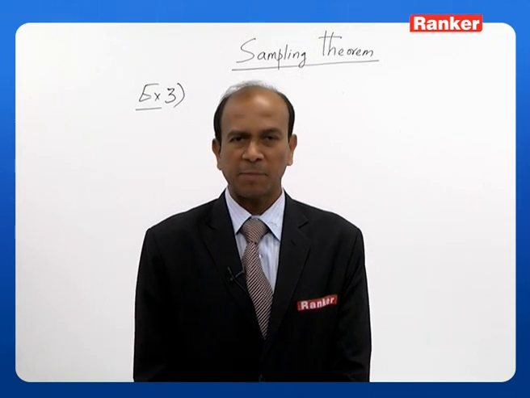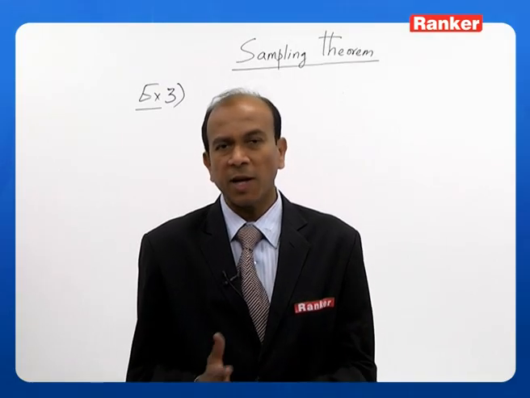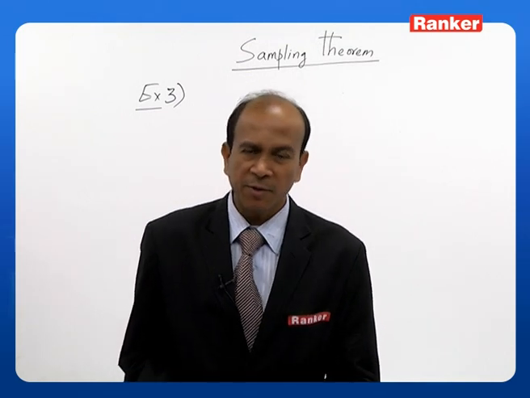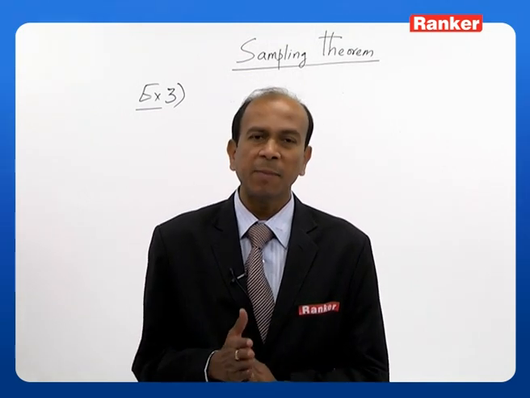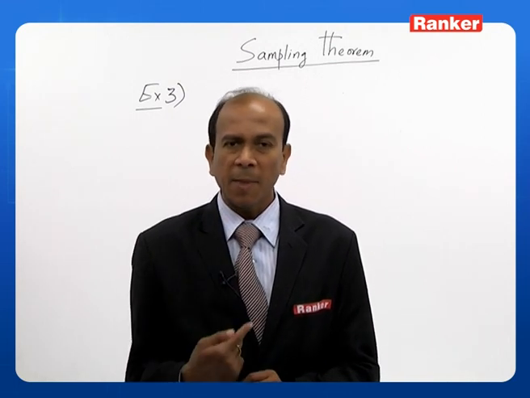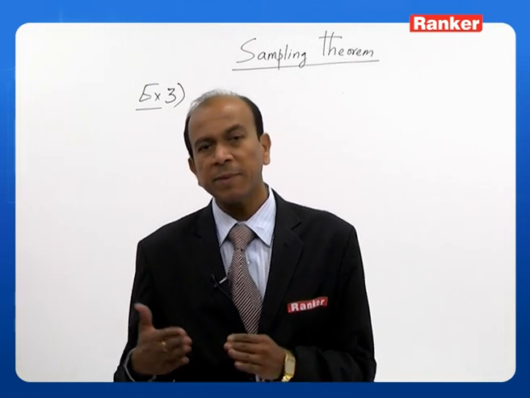Let us solve example 3. The spectral range of a function extends from 4.4 megahertz to 5.5 megahertz. Find the minimum sampling rate and the maximum sampling interval. Okay, so we have to calculate both of them. What is the minimum sampling rate? The minimum sampling rate is nothing but the Nyquist rate, and the maximum sampling interval is nothing but Ts, which is 1 by the Nyquist rate. So, if this becomes minimum, this becomes maximum.